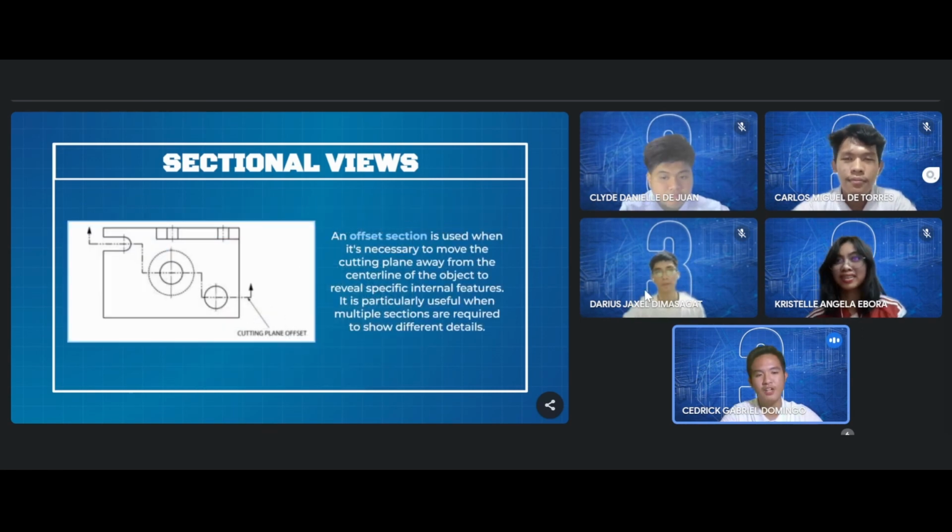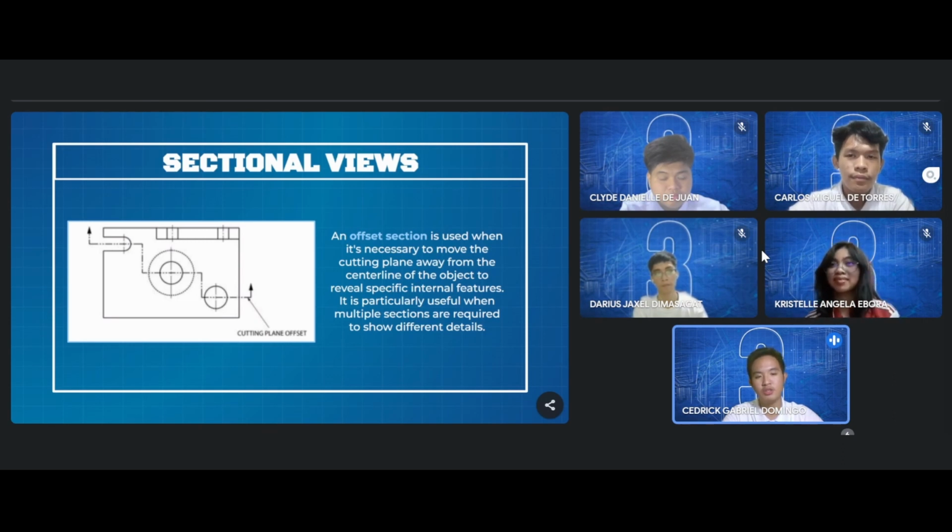Next, we have the offset section view, a valuable technique used in technical drawings and engineering illustrations when the standard sectional view isn't sufficient for highlighting specific internal features of an object. In this method, the cutting plane is intentionally shifted or offset from the object's center line or axis to draw attention to particular internal components or features. This approach is particularly useful when dealing with objects possessing complex interconnected internal structures that contain fine details.